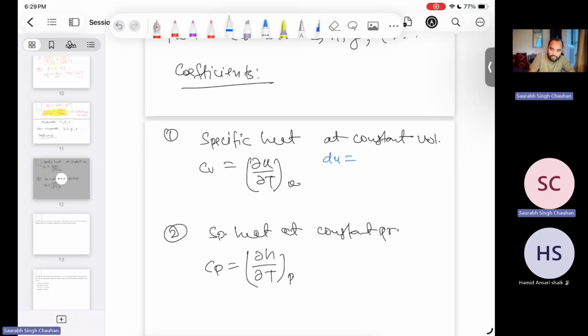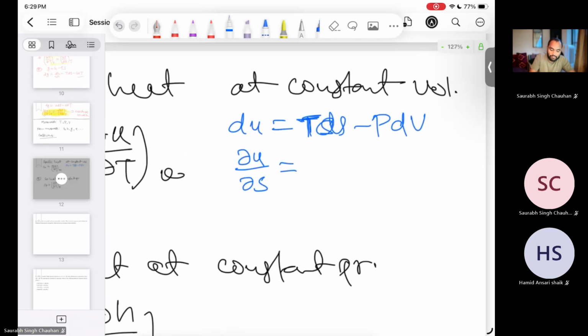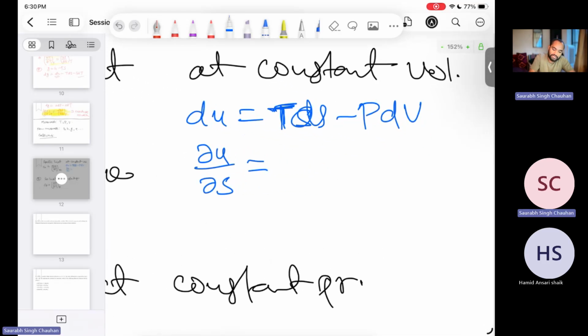We can write dU is equal to TdS minus PdV. And if we just compare, then what do we get? We get the partial derivative of U with respect to S. What we can write? We have dU is equal to TdS minus PdV. Then what should be the partial derivative of U with respect to S at constant volume?